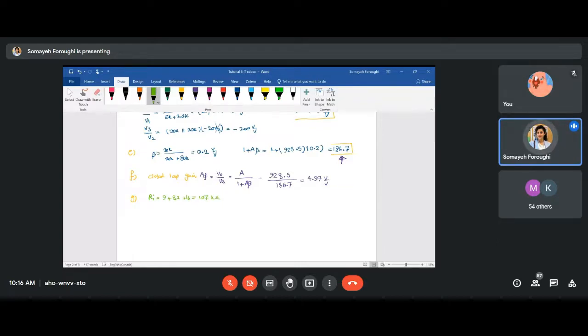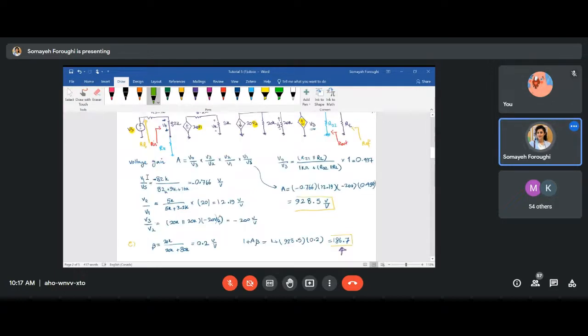After you find Ri, you should find your Rif, Ri in closed loop. Remember, Ri in closed loop is always Ri times 1 plus A beta. So it will be 107 times 1 plus A beta, which is again 186.7. If you calculate it, you will get 19.98 megaohm. So this is your Rif, but not Rn.